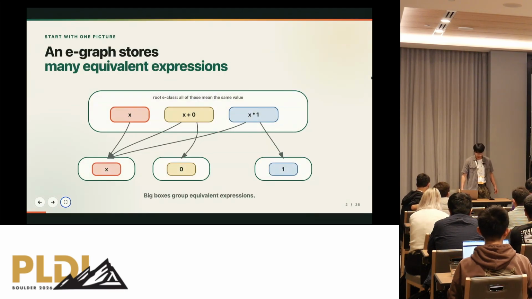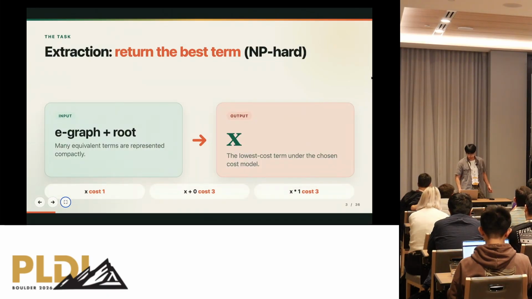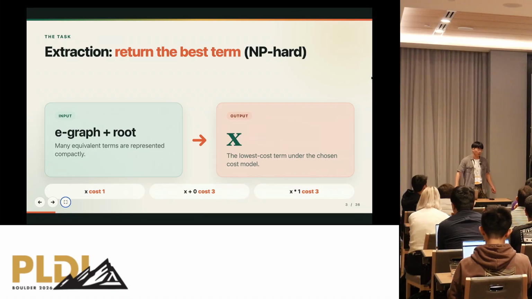So, start with one single page. We want to extract the best expression or term in the e-graph because there are so many. Let's see, here are 3, and we are going to find the best. By default, it is going to be the AST size. So the input of the problem is an e-graph and the cost definition, then the output is going to be the lowest cost term. It has been known to be an NP-hard problem.